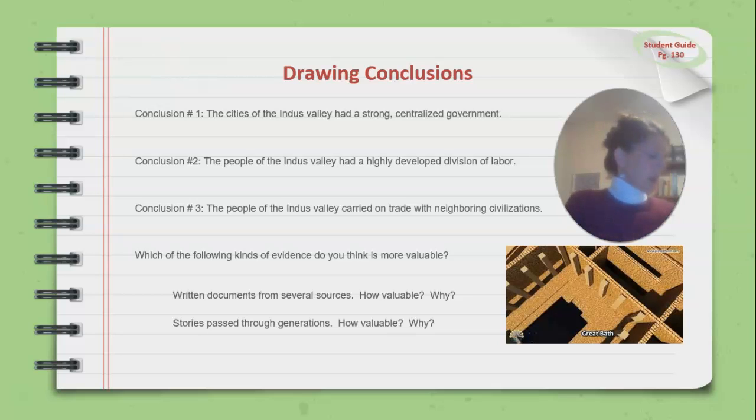Again, using the artifacts and the information that you found in your Human Odyssey reading book, in this book right here, and what we've talked about in this video, how can you tell that they had a highly developed division of labor? And conclusion number 3, the people of the Indus Valley carried on trade with neighboring civilizations. Again, how can you conclude that? What inferences can you make to determine that they did carry on trade with neighboring civilizations? And which of the following evidence do you think is more valuable? Written documents from several sources or stories passed through generations? Why and how do you think they're valuable? And which do you think is more valuable? Those are questions to ask yourself and questions to do with your learning coach.